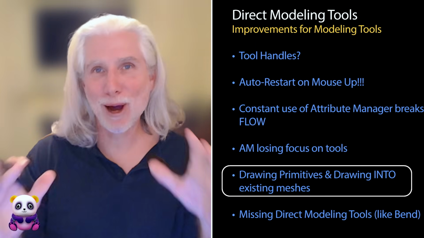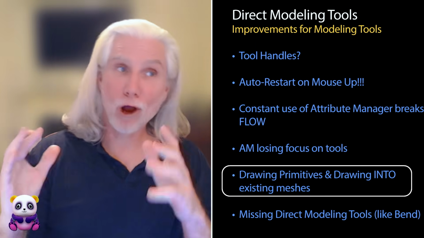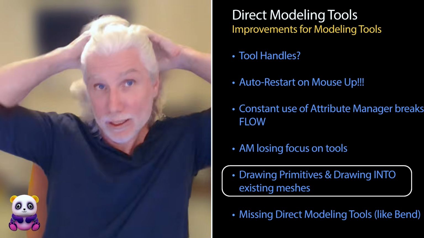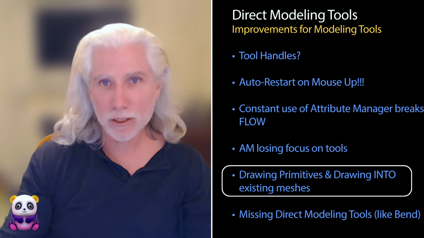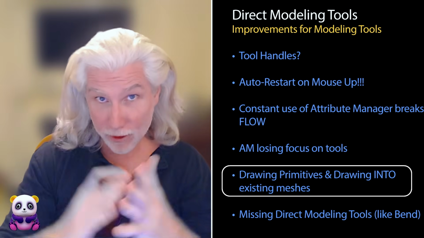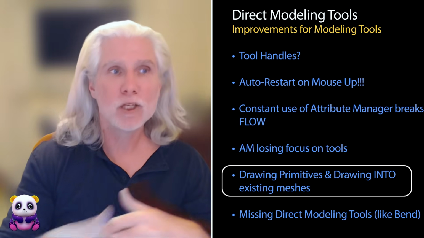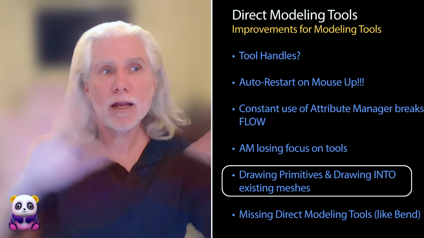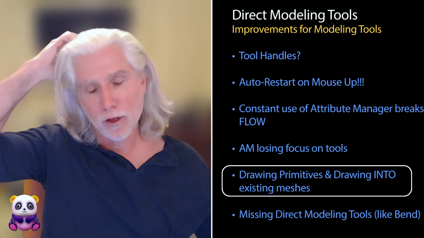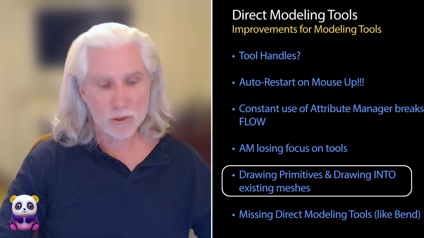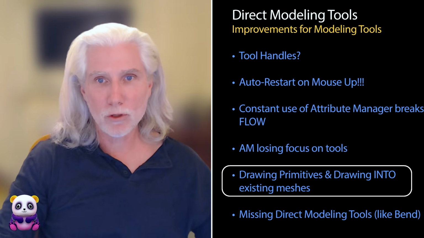If you're doing direct modeling, you have to be able to draw on your primitives, not just splines or shapes. You have to draw on your primitives, and you have to be able to draw them into the current mesh. And this is something that is probably a larger feature request. It's not going to break the rest of Cinema4D.